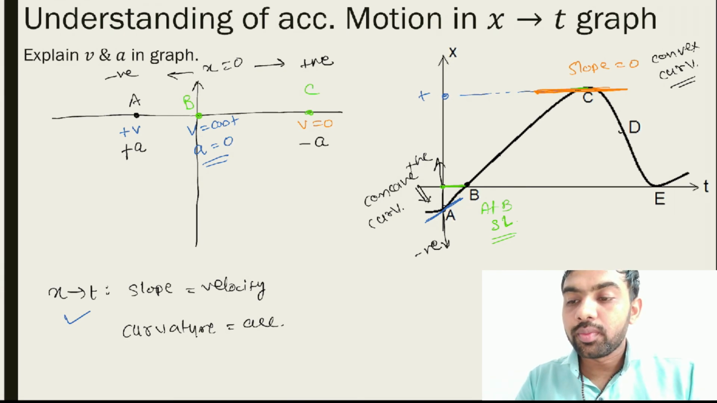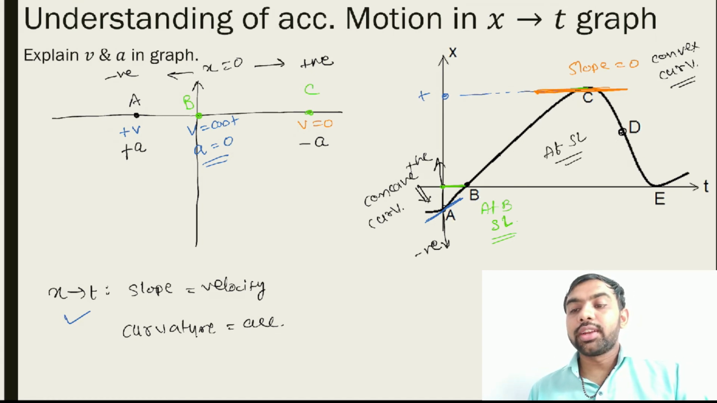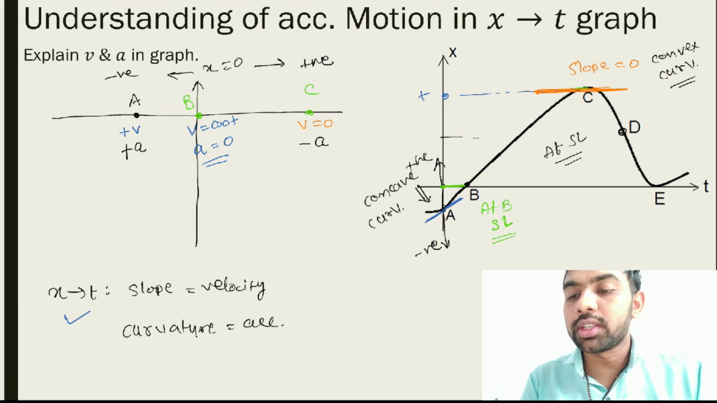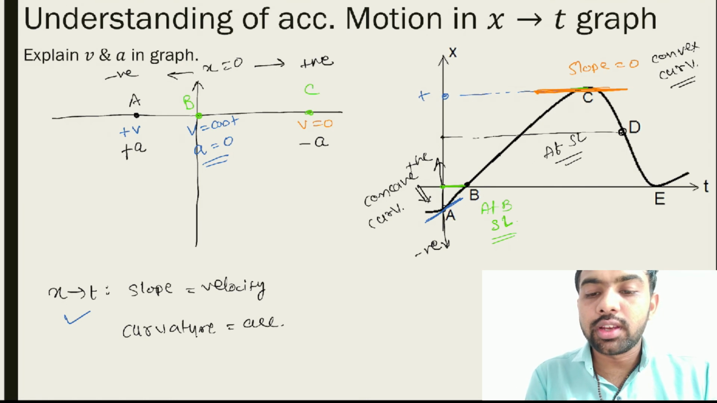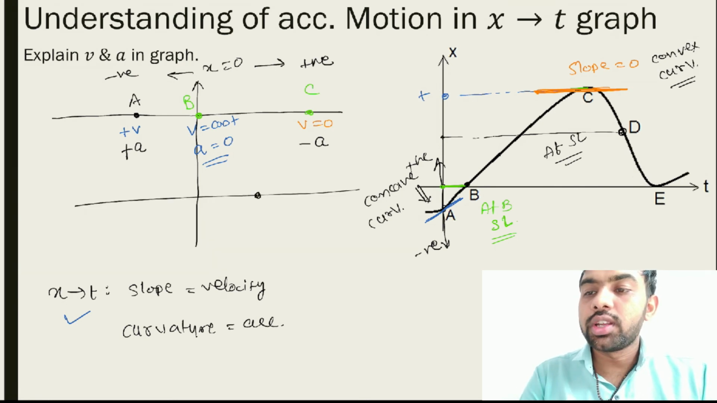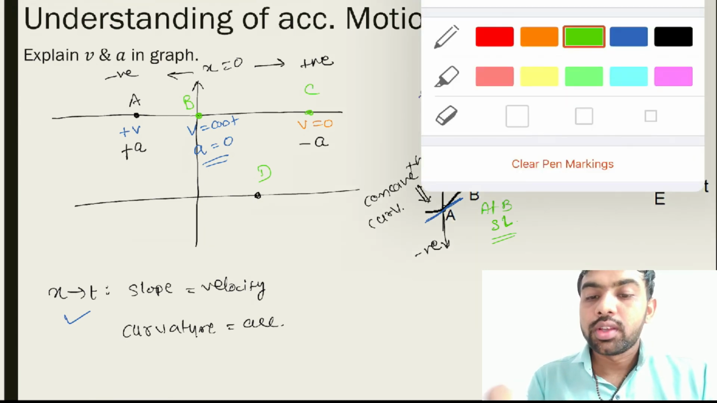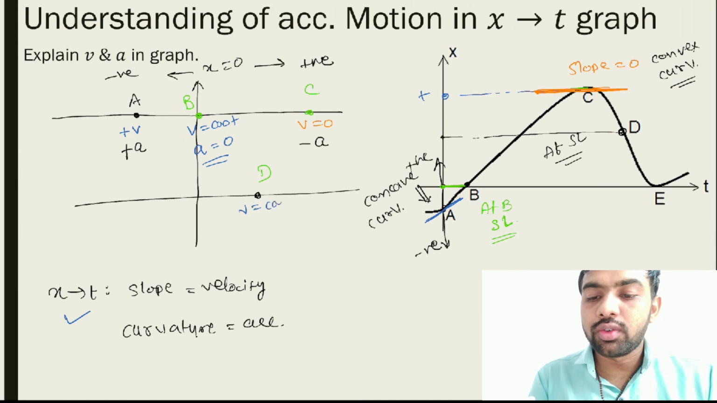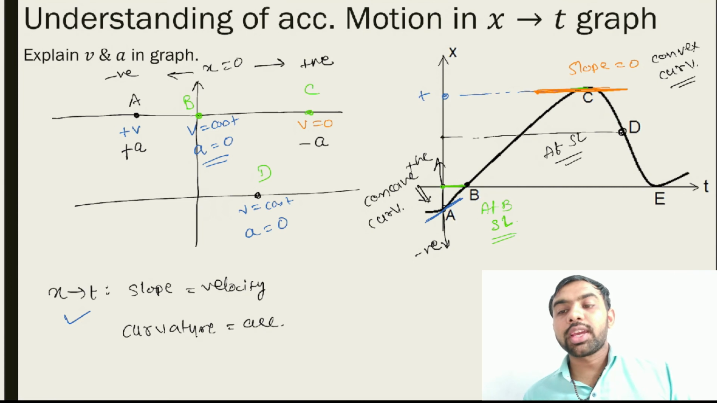Now at D, straight line. So at D, what is the meaning of straight line? And D has a displacement, again positive. So D is somewhere here. Let's say I am drawing this figure. Straight line means V is constant, and V constant means acceleration 0.